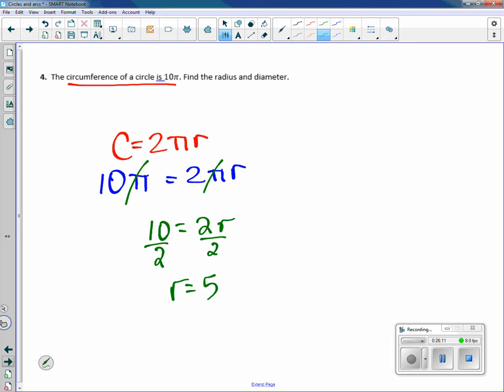So the diameter would be what? 10. The diameter is 2 times the radius.